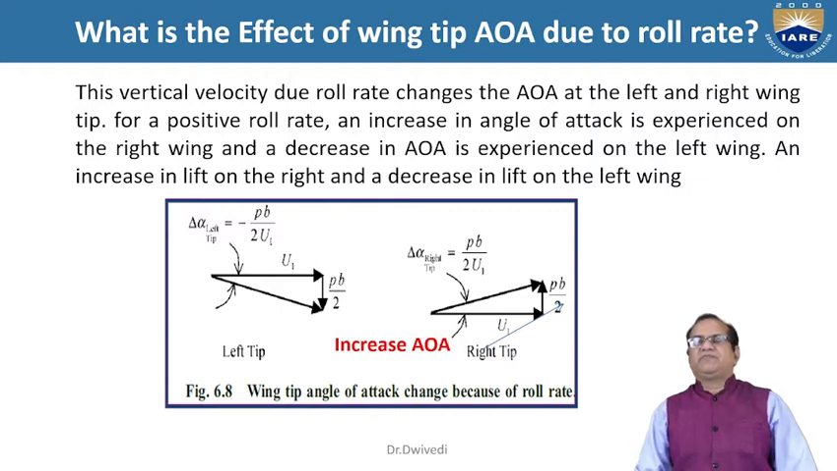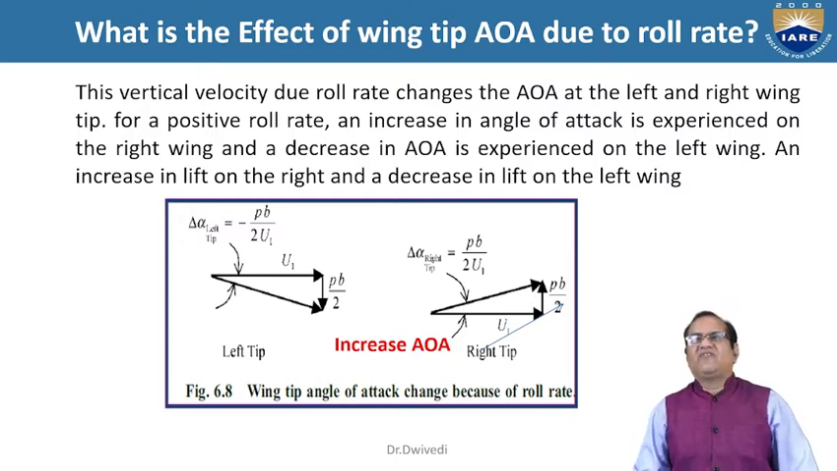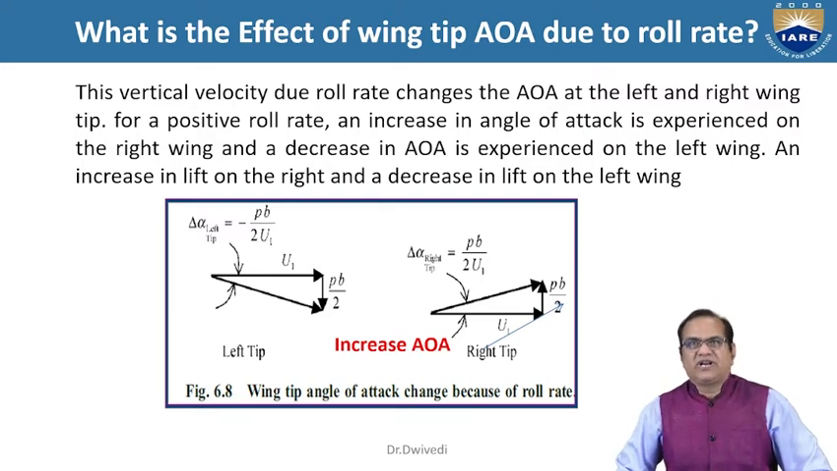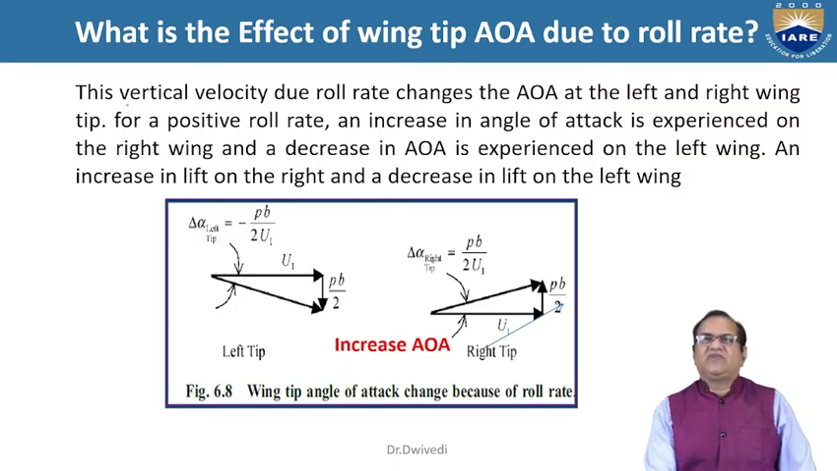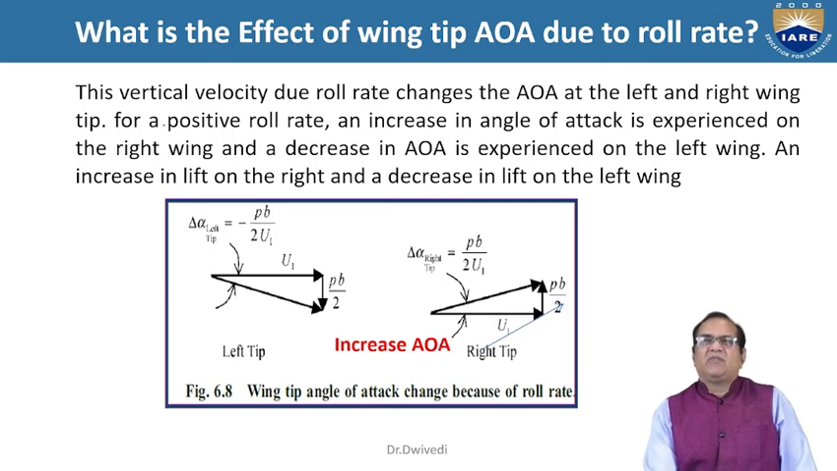What is the effect of wing tip angle of attack due to roll rate? We have seen the roll rate PB by 2U1, and how the angle of attack at different positions will affect the aircraft in roll rate. We can see here that this vertical velocity due to roll rate changes the aircraft angle of attack at the left and the right wing tip. For a positive roll rate, meaning the right wing going down, an increase in angle of attack is experienced on the right wing.